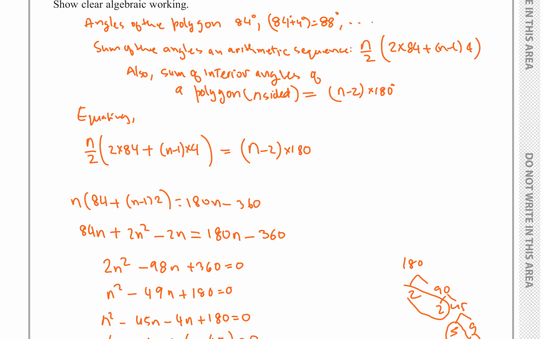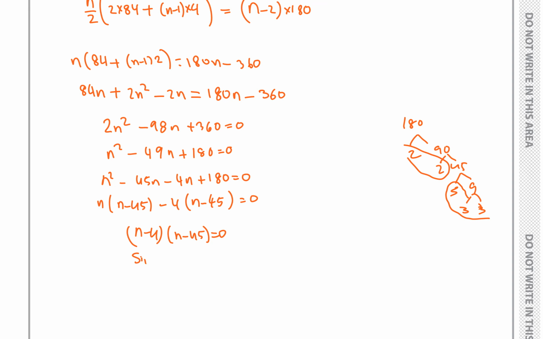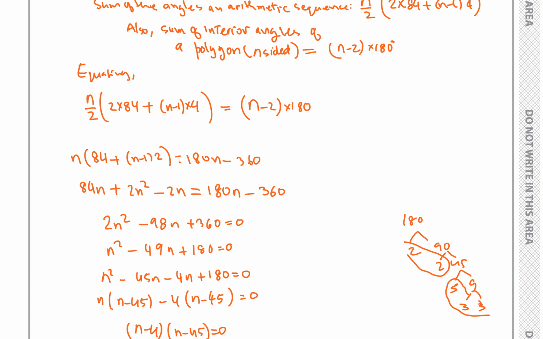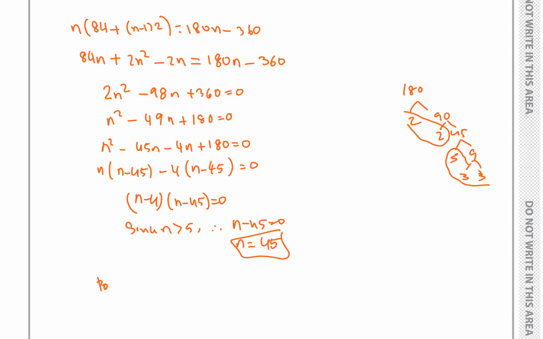We are given that n is greater than 5, therefore n minus 45 equals 0 and n is 45. So the number of sides of the polygon is 45. So I can say the polygon has 45 sides.